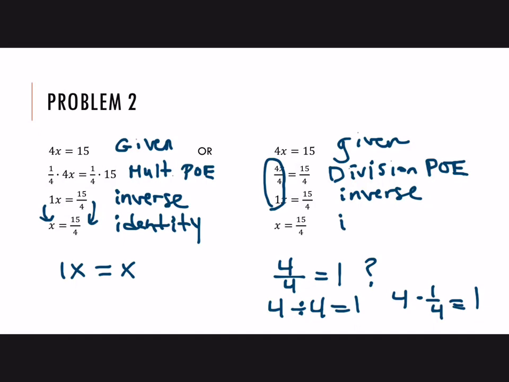And then the last step is the same. 1 times x equals x. So that is still the identity property.